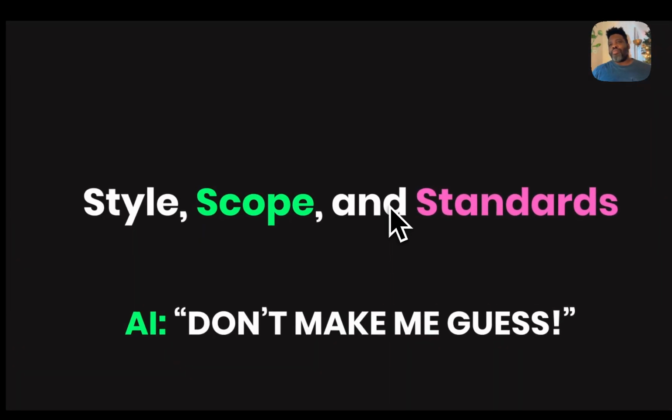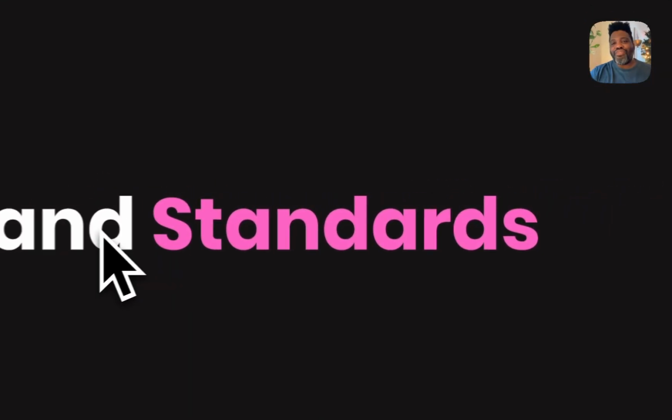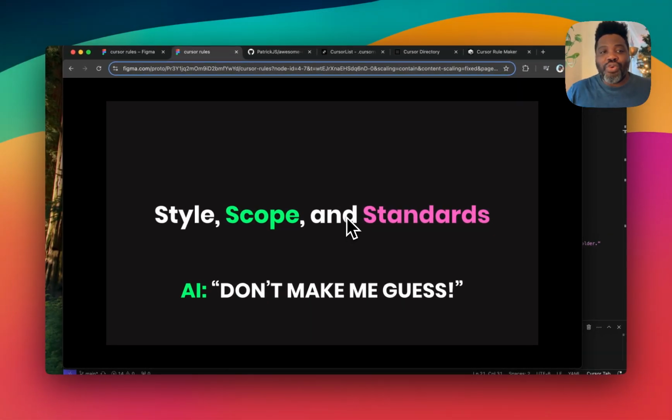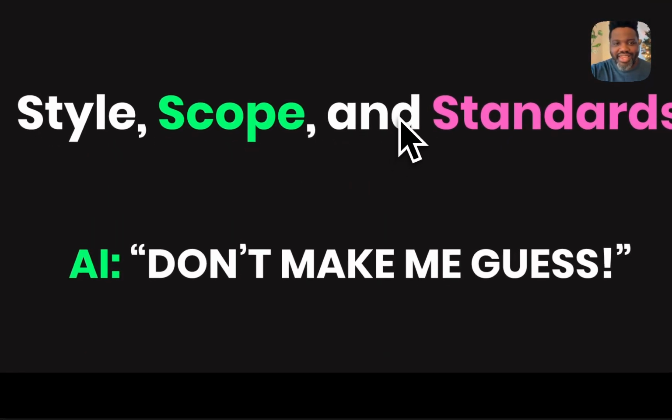We're going to talk about the trifecta of AI generative code, which is style, scope, and standard. Because if your AI doesn't know what style you want, what scope you want to cover, and what standard it needs to follow, then it won't really know how to deliver the right result for you. So your AI is literally screaming, "Don't make me guess."